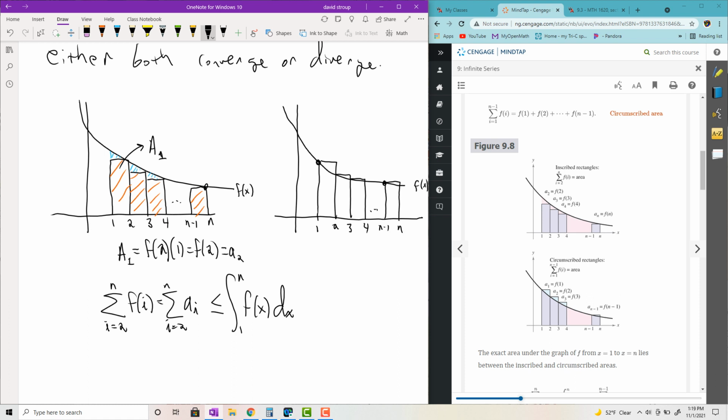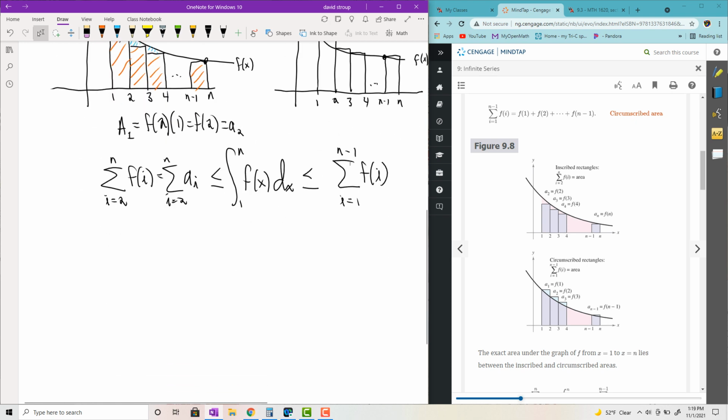Okay, so this integral from 1 to n will be less than or equal to the sum of f of i from i equals 1 to n minus 1. It's this relationship that you take advantage of, right? In order to prove that if the integral converges, the series converges, basically you just take the limit of these two parts of the inequality, right? So you'll be able to determine the convergence of the integral.